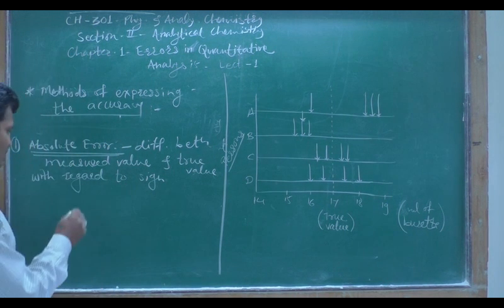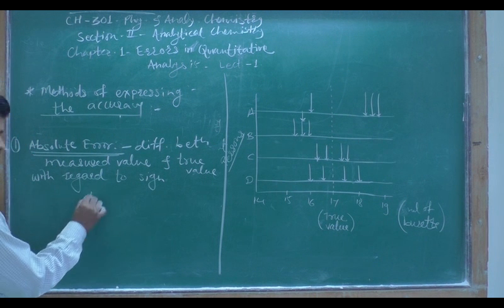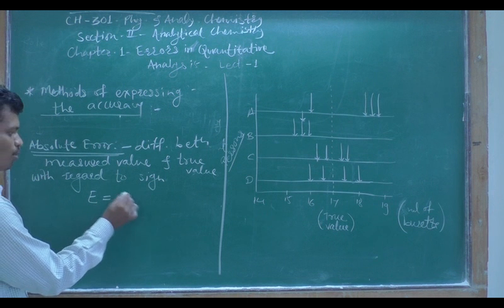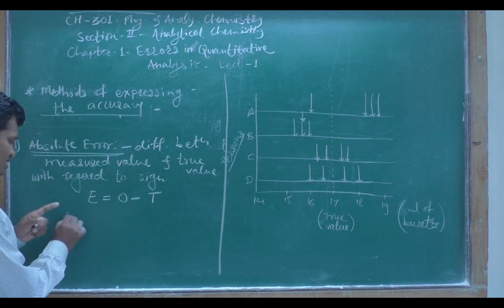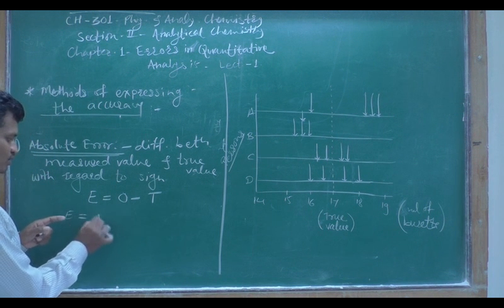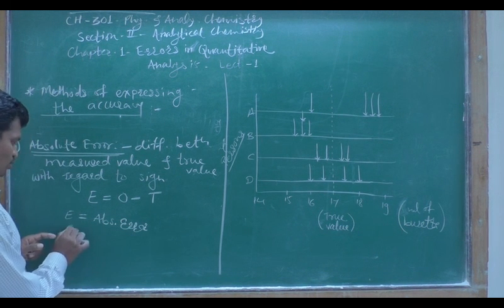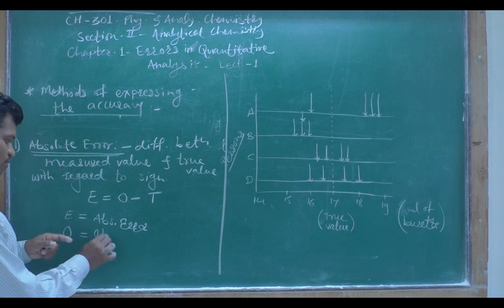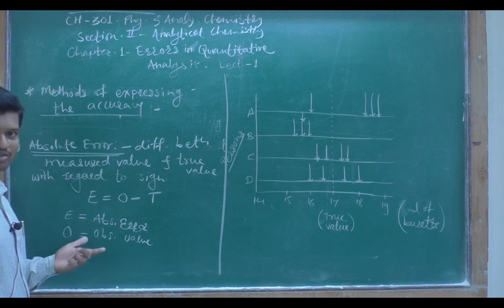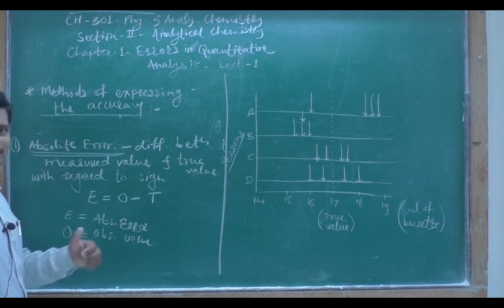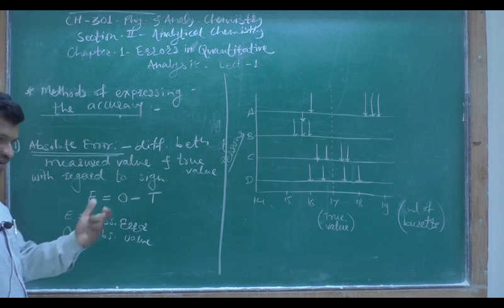For example, in a simple way we can make a formula for this absolute error: E is equal to O minus T, where E is the absolute error. O is the observed value, or you can simply say the measured value. What we are actually measuring in that particular experiment is nothing but our observed or measured value.